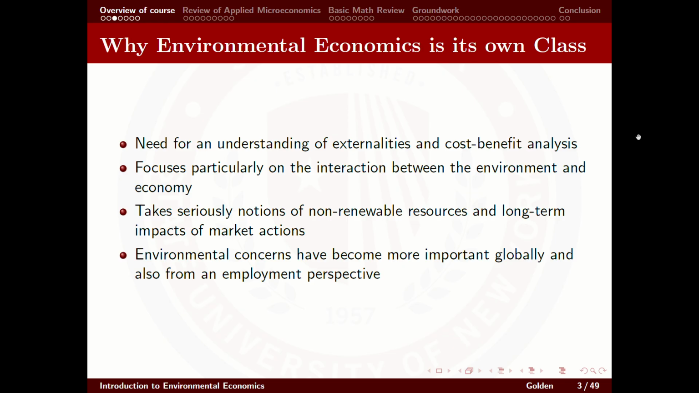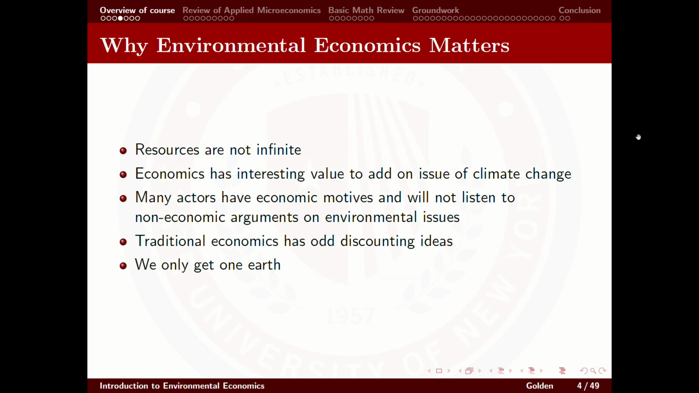And finally, environmental concerns have become more important globally from an employment perspective. This is becoming more and more of an issue. And these are conversations that are happening everywhere on Earth. It's both a privilege and a responsibility to be a part of a generation that's dealing with such a big and important issue like climate change.